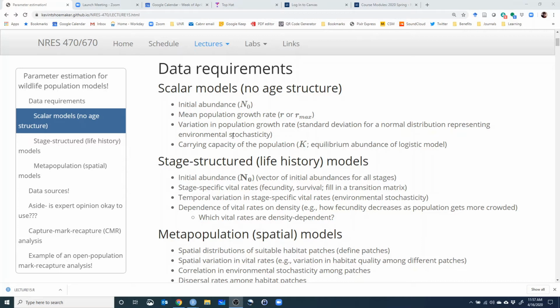We need to know R, or R max, right? That's the intrinsic rate of growth. R for the exponential growth model, and R max for a density-dependent logistic growth model. We need to know the variation in growth rate. So thinking about stochasticity, what can't we predict about the future, and how variable is the per capita growth rate, for instance, and how can we simulate that using a random number generator? What's the carrying capacity for a ceiling density-dependent model or a logistic growth model? We need to know the carrying capacity, so that's another parameter we need to know.